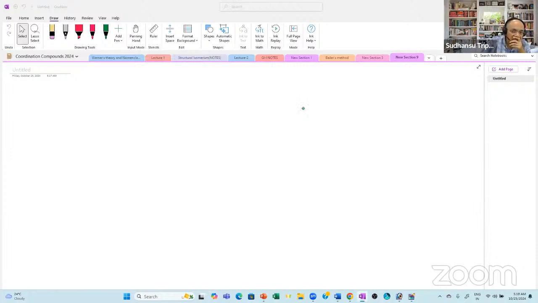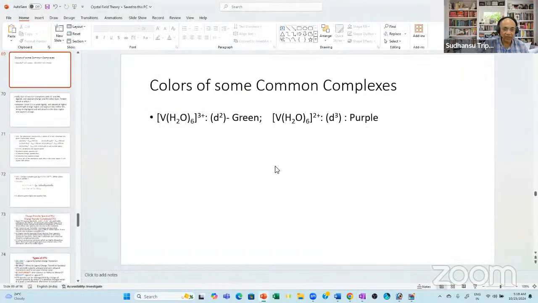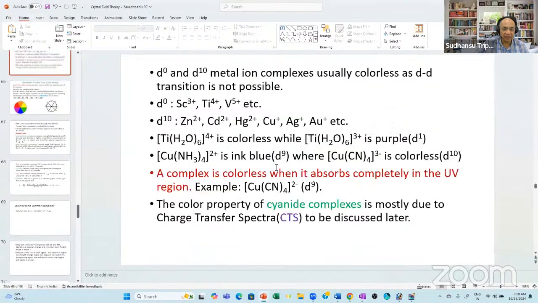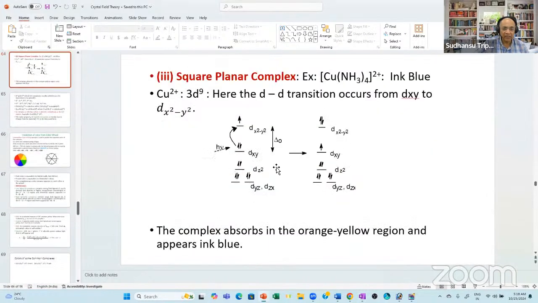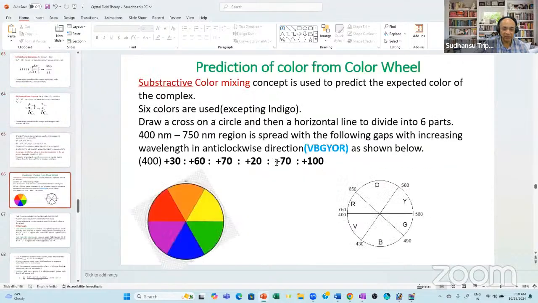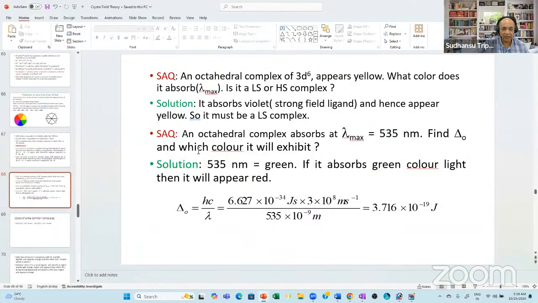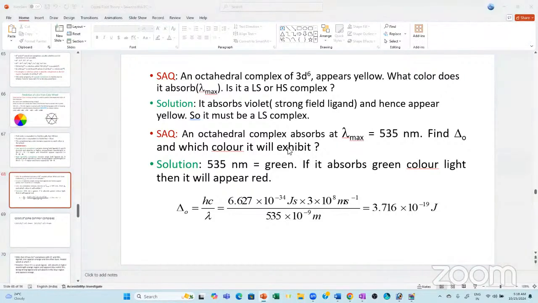Now I have some questions for you. We shall be doing that. I will send it to you today. I have added so many things. This is the color wheel. Let us solve this problem. Are you able to see my screen? Yes, sir.